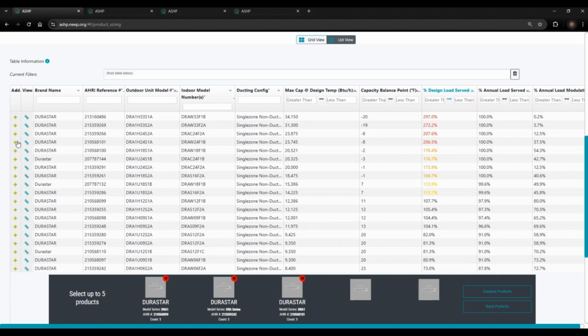Multiple counts of one type of heat pump can be added. However, this removes the Compare Products feature from the tab. To reduce the count to 1 and use the Compare Products, simply click the minus button for each piece of equipment that has more than one count. Now that the Compare Products is back, let's view.